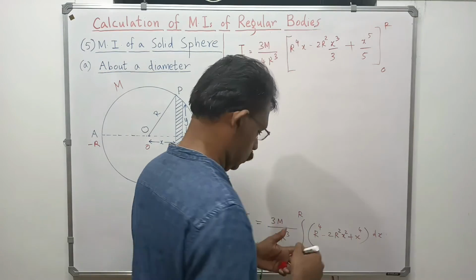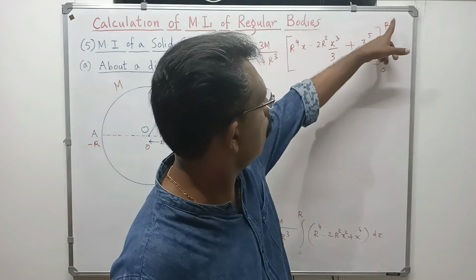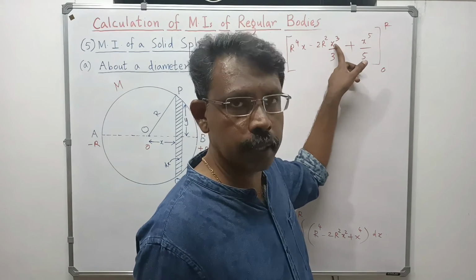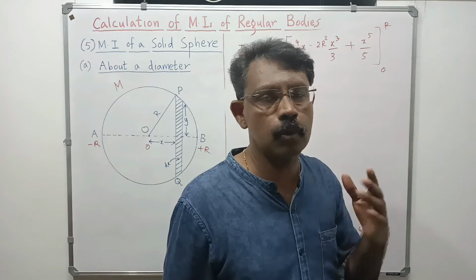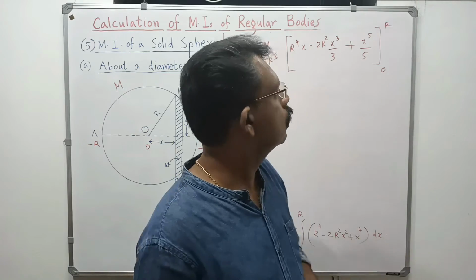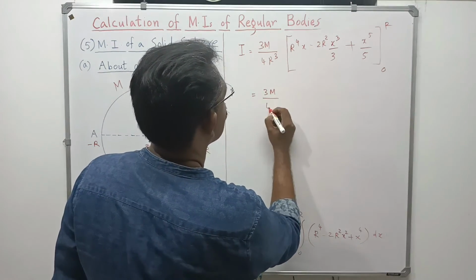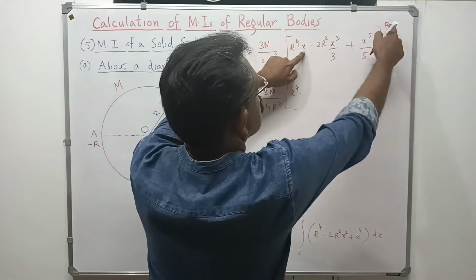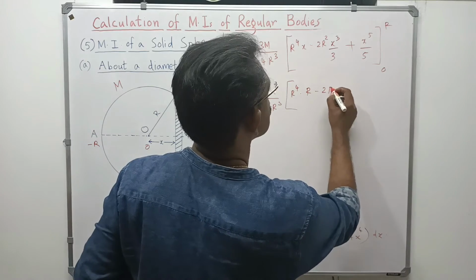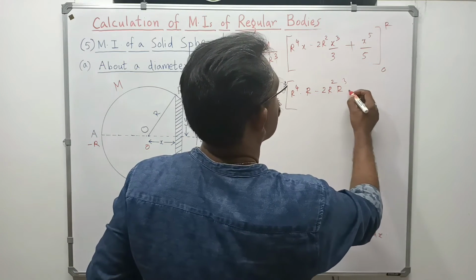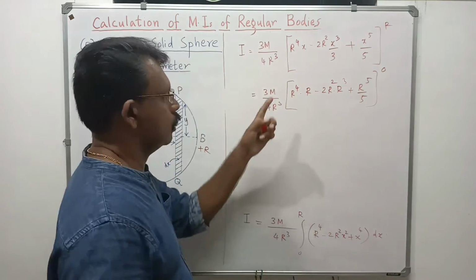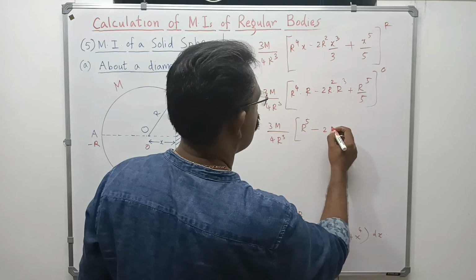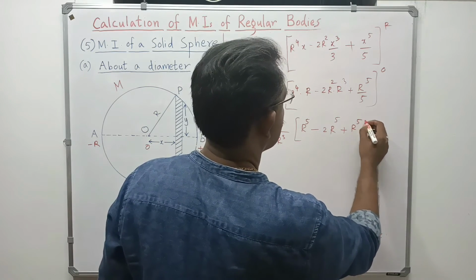0 to r. So when applying the limit r, you will get an equation minus, when you apply 0, x is equal to 0, all the terms become 0. So you have to apply only the upper limit. So what will you get? This can be written as 3m by 4r cube, applying the upper limit, r raised to 4 into r, minus 2r squared, instead of x apply r, that is r cube, plus r raised to 5 by 5. This is what we are going to get. Now this can be written as 3m by 4r cube, r raised to 5 minus 2r raised to 5 by 3 plus r raised to 5 by 5.